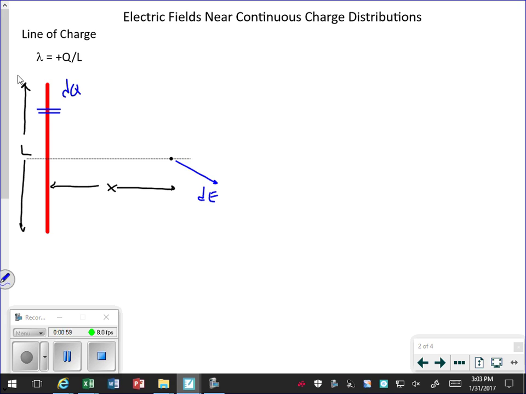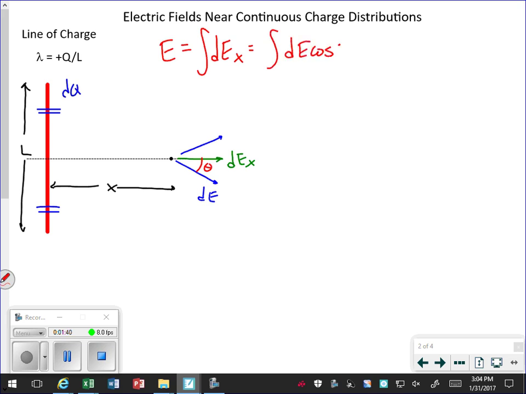Now, important to note that via symmetry there is another little charge an equal distance on the other side of this line that makes an equally sized dE that has an equal x component but an opposite y component. And therefore, when we are finding our net field, we're going to add up all the infinitesimally small dEx's, which is to say that the net field is the integral of all those dE cos thetas.